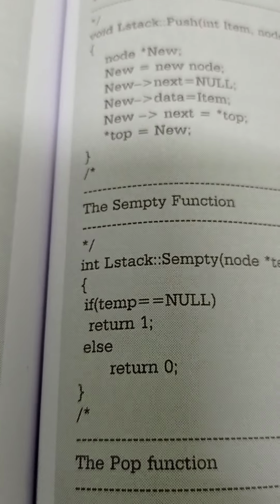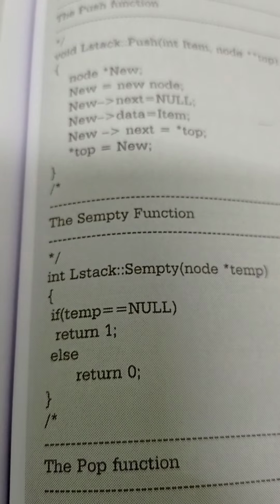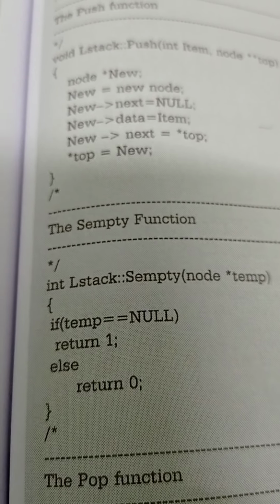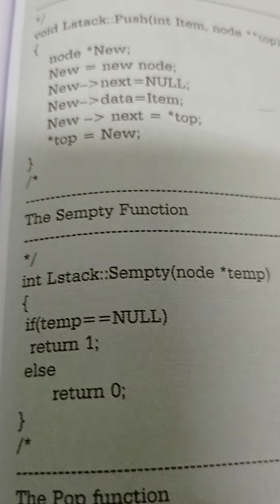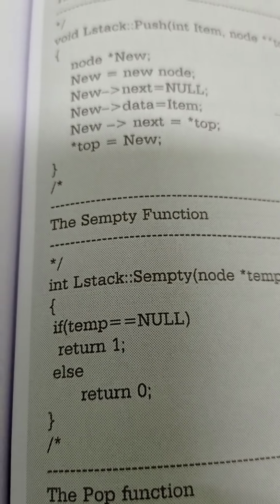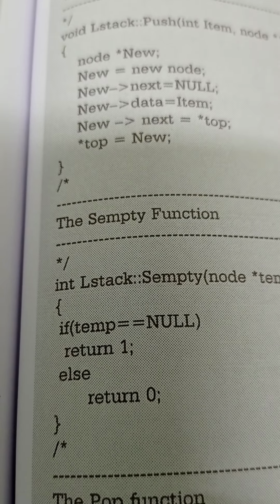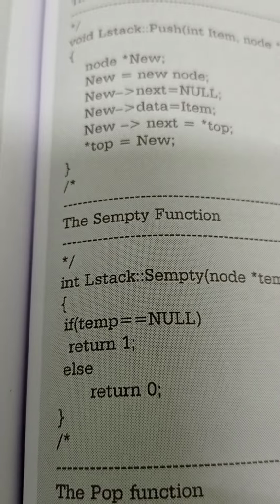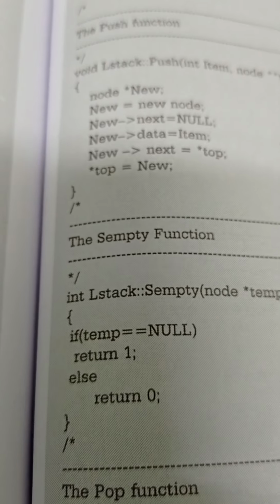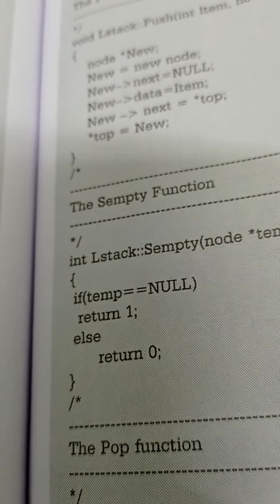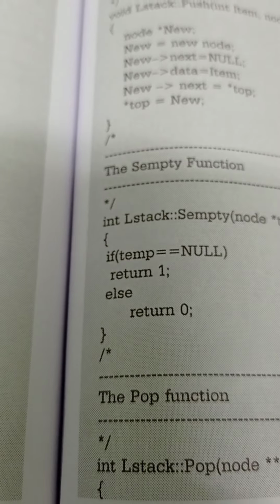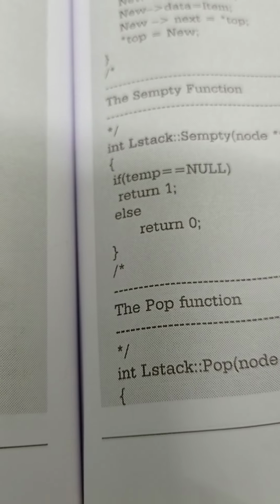Next, we have the stack empty function. In the empty function we have an L stack empty node. If top equal to null, return 1, else return 0. That is, if the stack is empty, return 1, or else return 0. Similarly, this is one more function we have defined, that is the pop function.